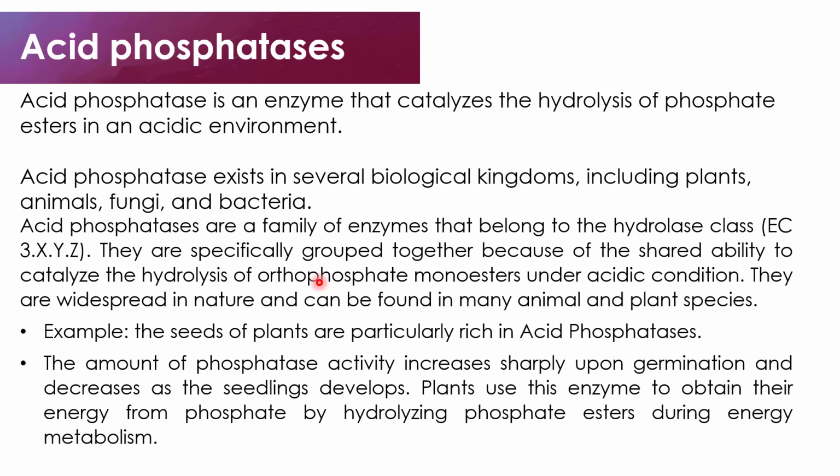So examples: the seed of plants are particularly rich in acid phosphatase, and also the amount of phosphatase activity increases sharply upon germination and decreases as the seedling develops, because plants use this enzyme to obtain their energy from phosphate by hydrolyzing phosphate esters during energy metabolism.